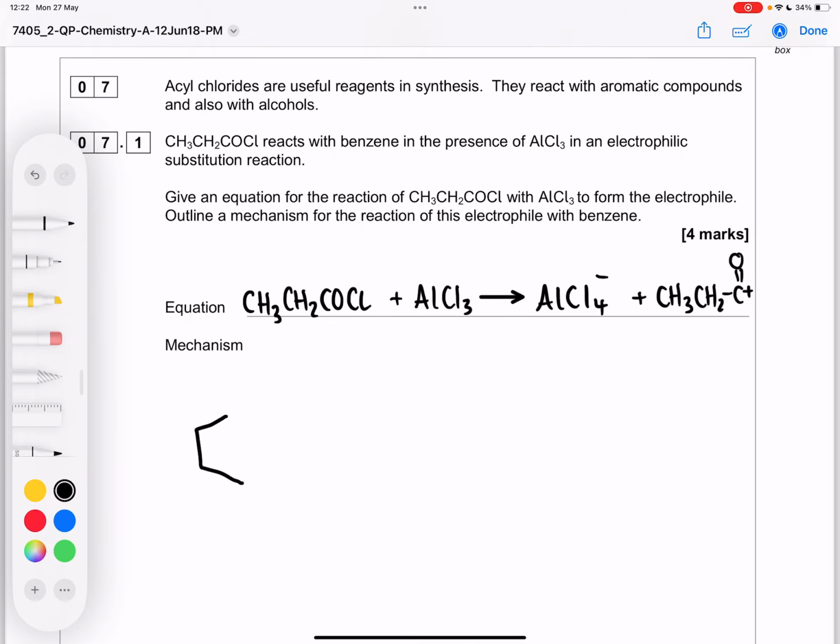So we're going to draw a benzene ring. And then I'm going to turn my electrophile around because the positive end would be attracted to the high electron density of the benzene ring. And then out we go. We're going to pick up our electrophile.